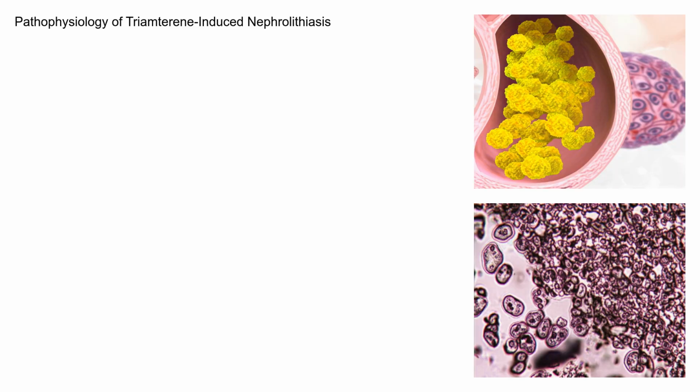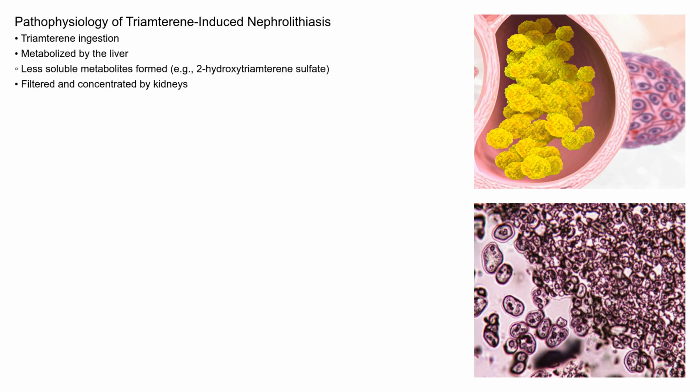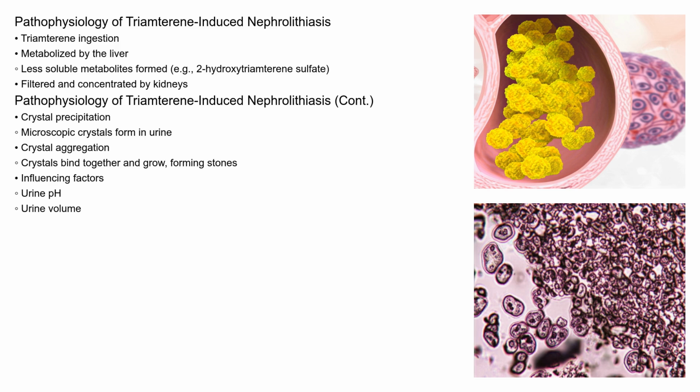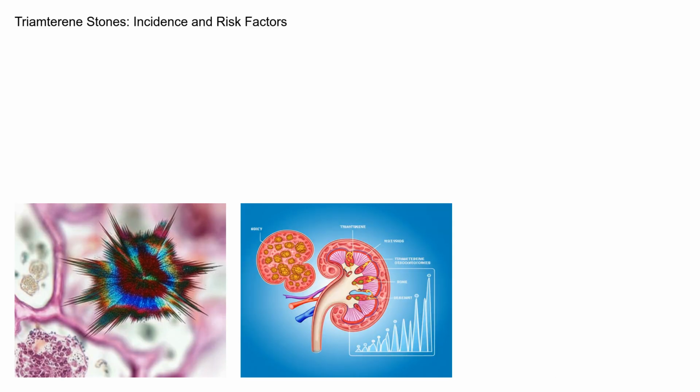Now, let's look at the pathophysiology. When Triamterene is ingested, it's metabolized by the liver. Some of these metabolites, like 2-hydroxytriamterene sulfate, are even less soluble than Triamterene itself. As these compounds are filtered by the kidneys and concentrated in the urine, they can precipitate out of solution. These microscopic crystals then bind together and gradually grow, layer by layer, forming larger stones. Factors like urine pH, urine volume, and the presence of other substances in the urine can also influence the rate of stone formation. Triamterene stones are relatively rare compared to other types of kidney stones, such as calcium oxalate stones.